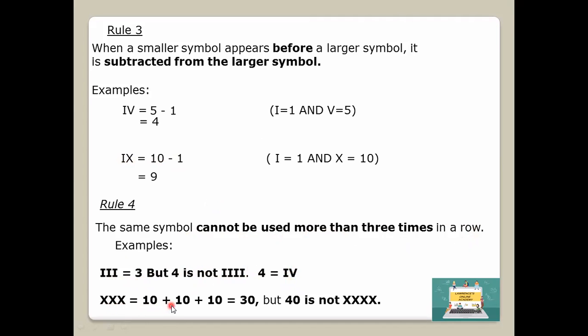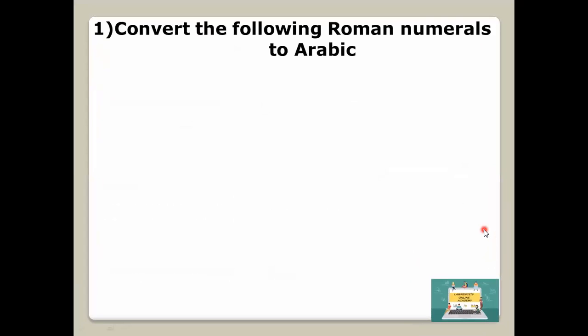X equals 10 plus 10 plus 10 equals 30. But 40 is not 4 X's, because according to rule 4, the same symbol cannot be used more than 3 times in a row. Now we do some exercises to practice the rules that we learned.